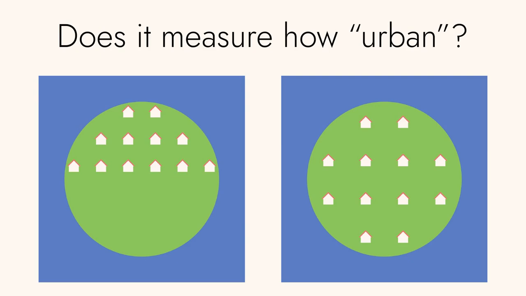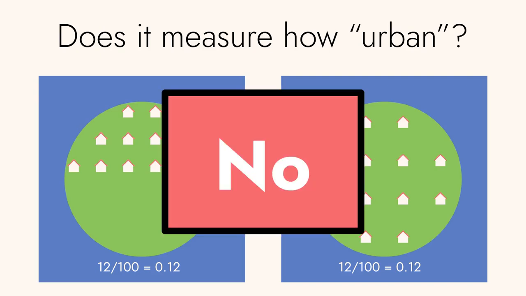What we've got here is those same two islands from before, where people are grouped together in one and spread out in the other. But they have the same number of people and the same amount of area. So when we compute the density, we look at the left one, 12 people, let's say this circle's 100 area-wise, we'll keep that consistent throughout, and we get 0.12. On the right, same math. Take 12 divided by 100, 0.12. So, no, it doesn't measure how urban an area is at all.